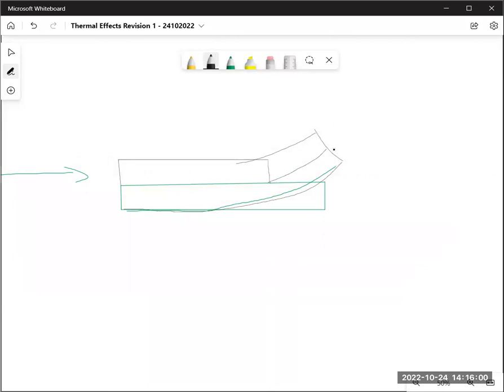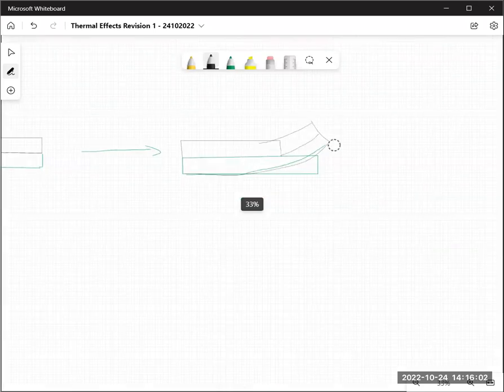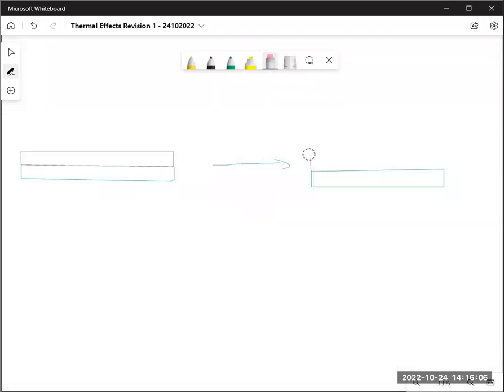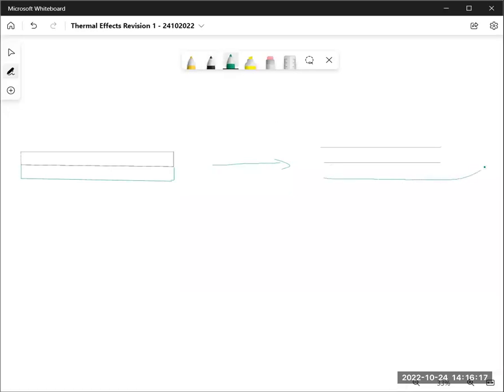Right? You understand? Look, if one of these sides expands more than the other, this will bend like this. So let's say one side does not expand, but the other expands. Whichever expands more will bend like this, and you'll get something like this.